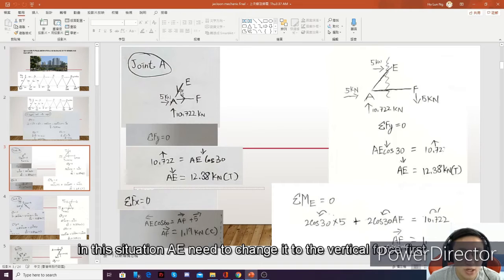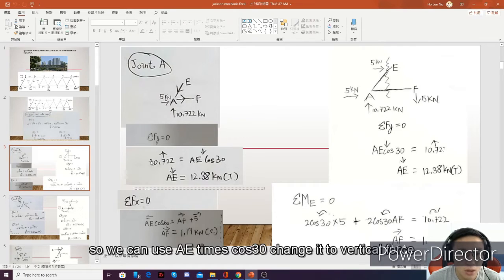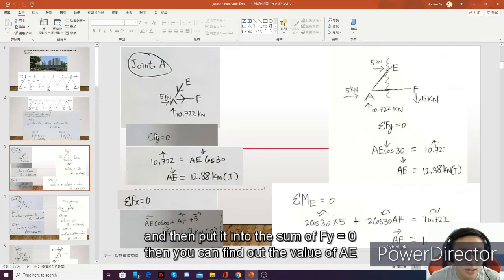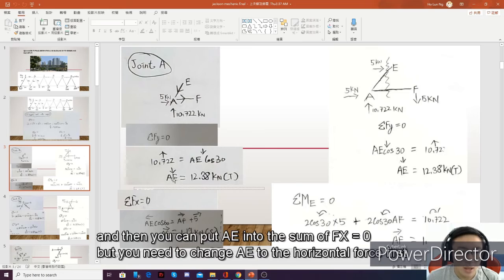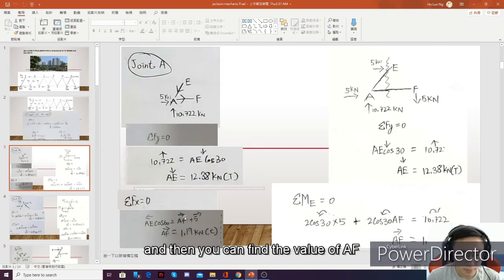In this situation, AE needs to be changed to the vertical force. So we need to multiply AE by cosine 13 to change it to vertical force, and then put it into sum of Fy, and you can find out the value of AE. And put AE into sum of Fx, but you need to change AE to the horizontal force first, and then you can find the value of AF.